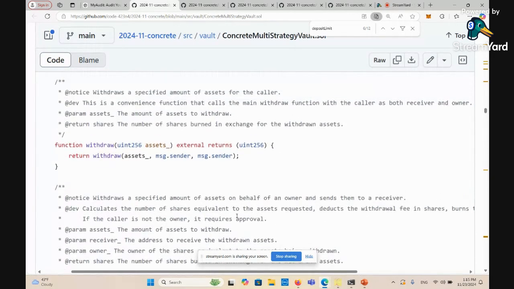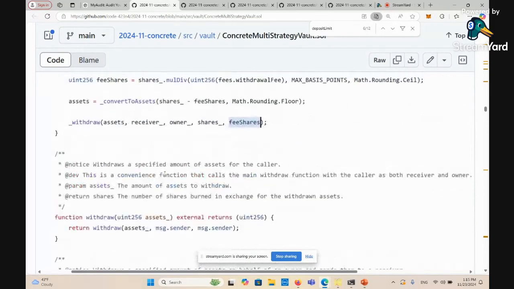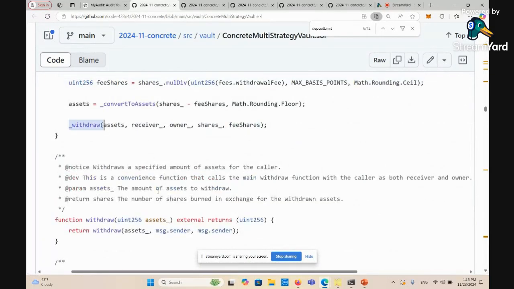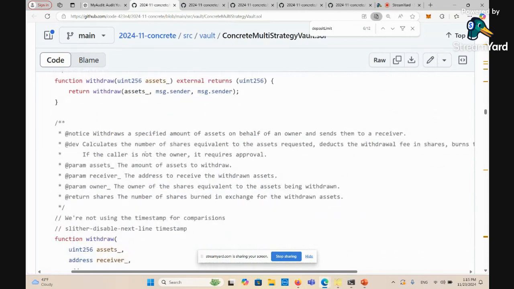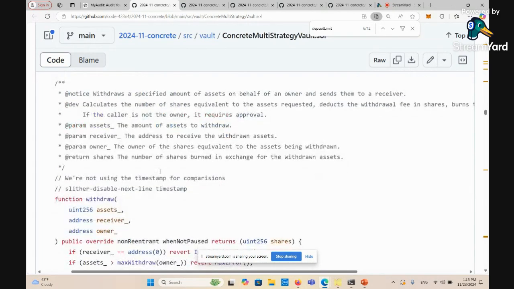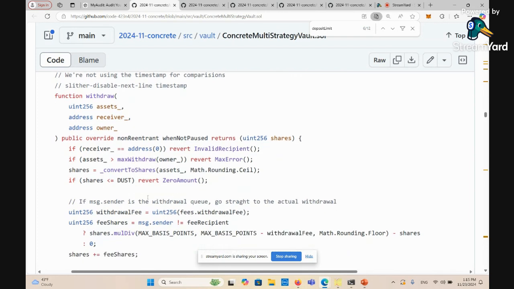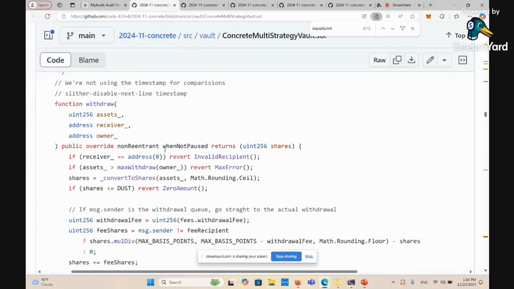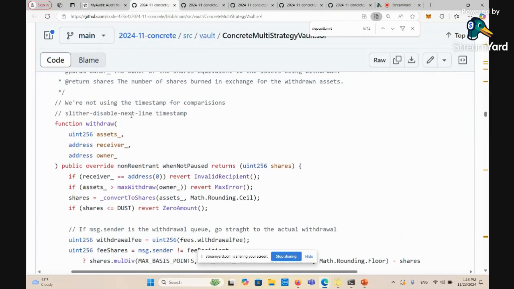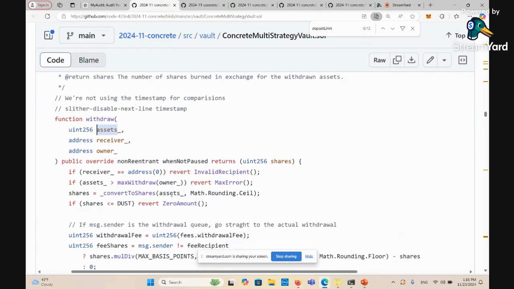So let's go down there. Withdraw is similar. Both of them are going to call the same withdraw later, so let's just go to this wrapper. Here the argument is assets. In the same way, instead of max redeem, we compare to max withdraw because this is asset. And then we convert to shares, because this is the amount of asset we are going to withdraw.